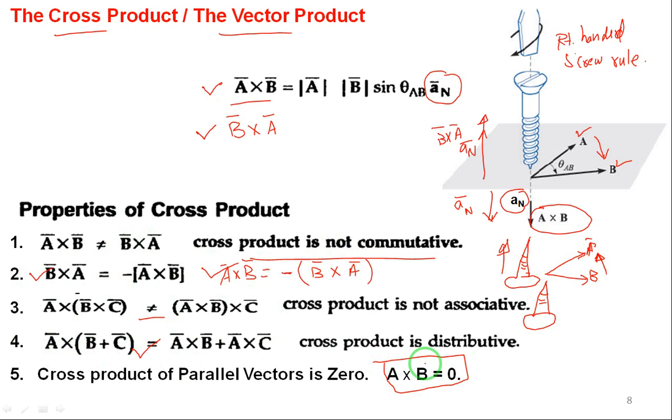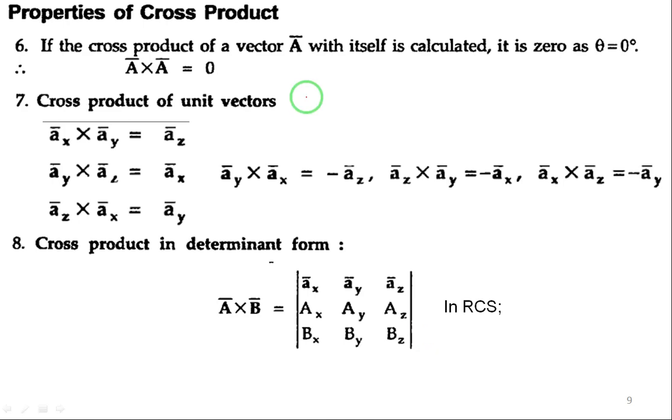If I want to say the two vectors are parallel to each other, then I have to prove that their cross product is 0. If the cross product of the two vectors is 0, then I will say that the two vectors are parallel to each other. Is that fine? And if the two vectors are perpendicular to each other, then I have to prove that their dot product is 0. Is it fine? Okay. Then next we will continue the properties. That is the sixth property.